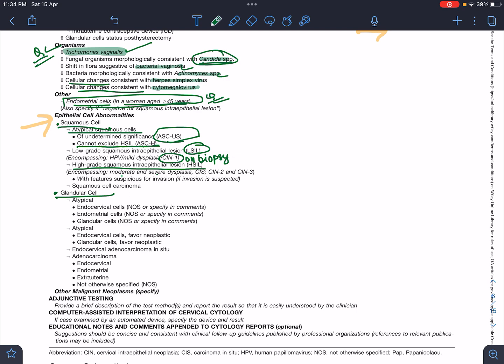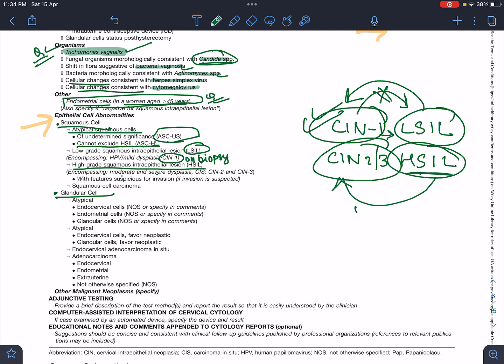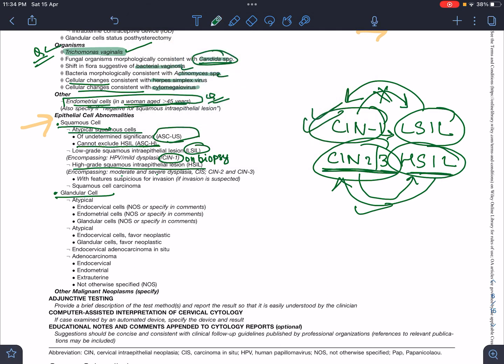Then CIN1 corresponds to LSIL, and CIN2 and 3 will be HSIL. So when you're getting LSIL, that means you can get CIN1. But if you're getting CIN1, that does not mean that you will always get LSIL. Likewise for HSIL, if you're getting HSIL, you can say that CIN2 or 3 can come up on biopsy. But if you're getting CIN2 and 3 and you want to know what the cytology was, it does not have to be HSIL always. It can be different also. But that's why CIN2 and 3 definitely you have to treat. This you can observe.